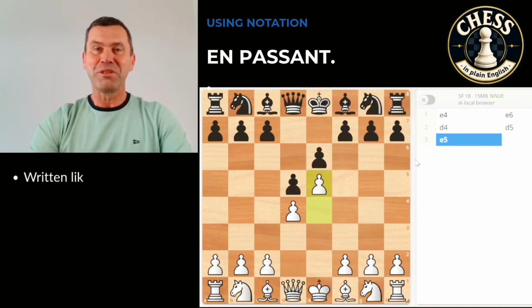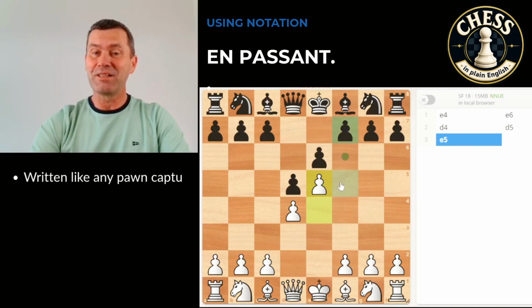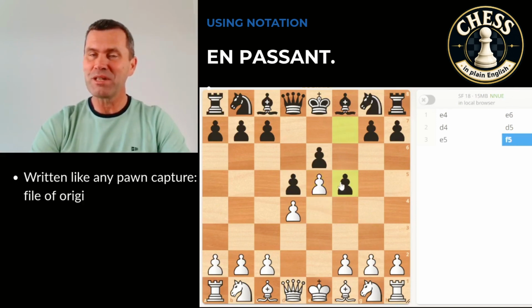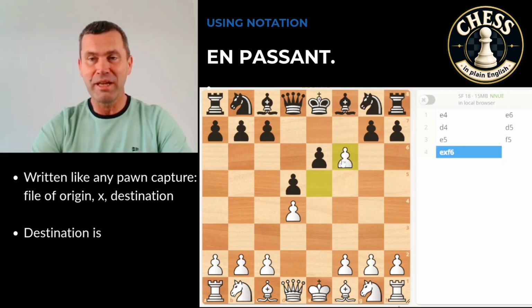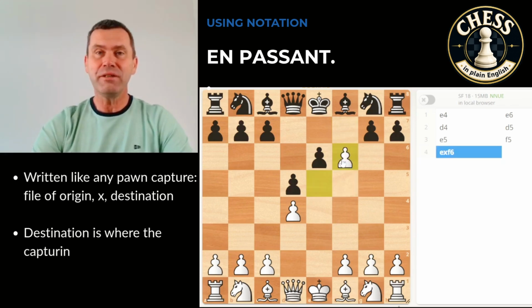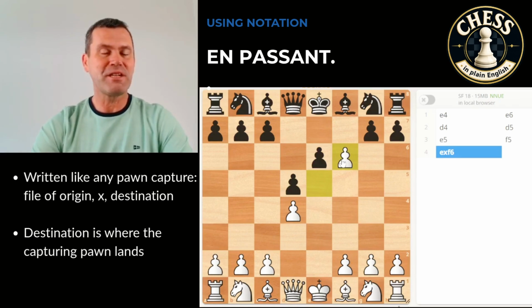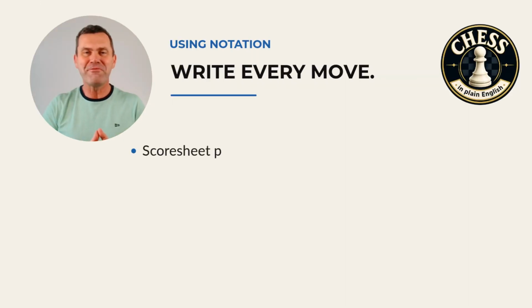How do you write en passant? The same as any other pawn capture. So this pawn has just moved and enabled en passant, and you take it. And you write the e for the e pawn that has taken it, x for the capture, and f6 for the destination square. You don't mention f5 as the square where the pawn has been before the capture. You now know every symbol. The next step is using them in a real game.